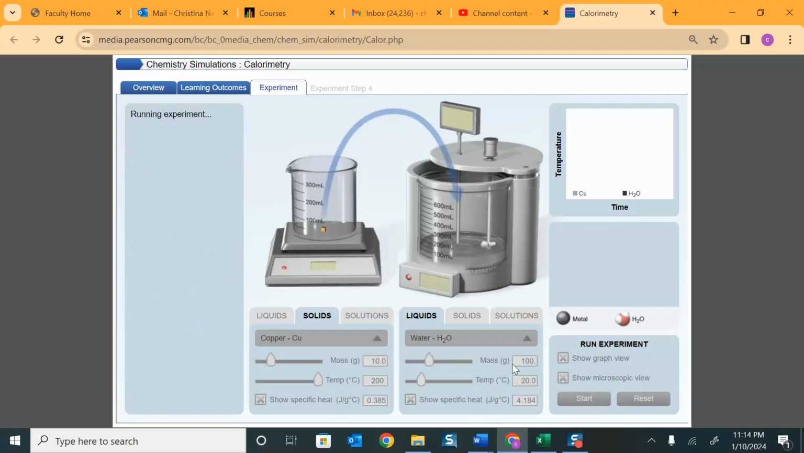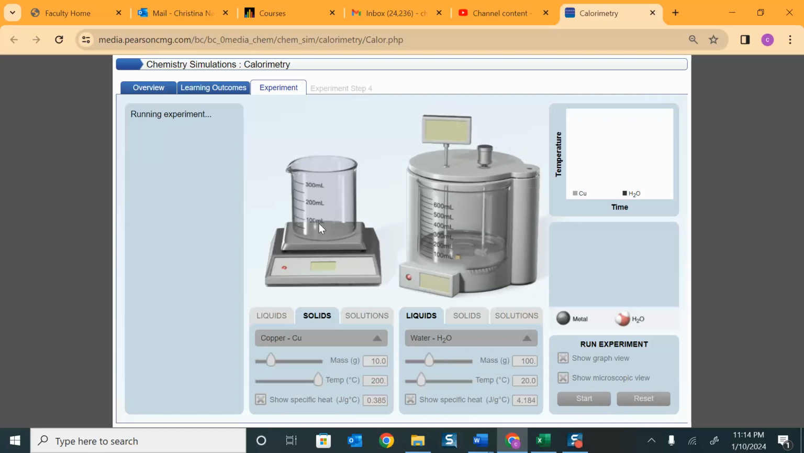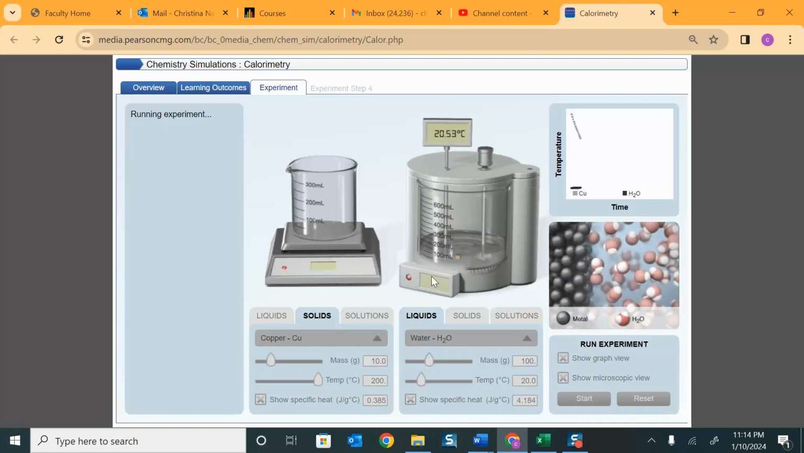So our initial temperature was 200 for the metal and 20 for the water. And so what's happening now is lots of the heat is coming off of that metal and it's being absorbed by the water. So you can see the water temperature that started at 20 is now going up. Now it's going up to like 21, 22. We'll see where it ends.